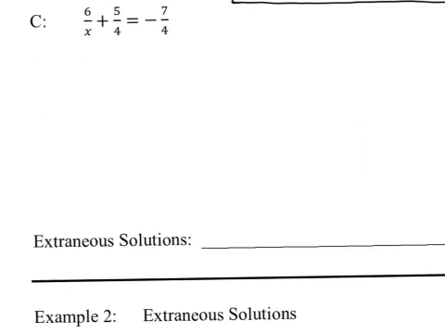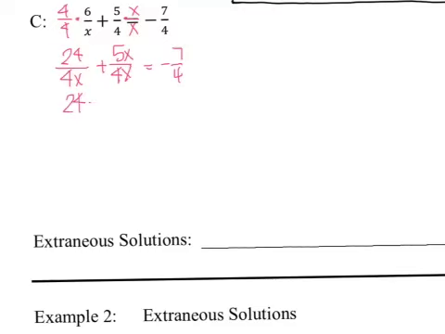Alright, we need a common denominator again. So the left side has an x and the right side has a 4. So if we multiply this side by 4 and this side by x, we will end up with the same thing for both of them. So 4 times 6 gives us 24 over 4x plus 5x over 4x. And that equals negative 7/4. Now that we have that common denominator, we can write it as one piece. So we have 24 plus 5x over 4x equals negative 7 over 4.